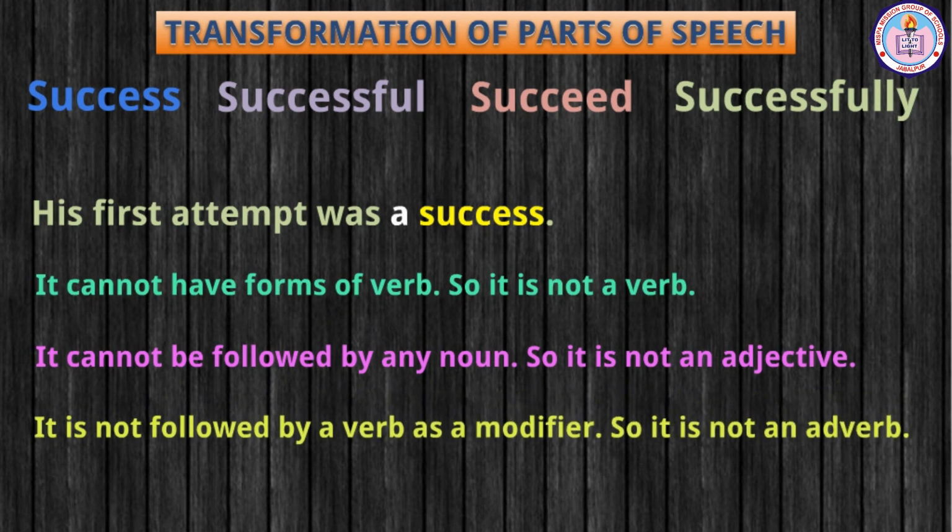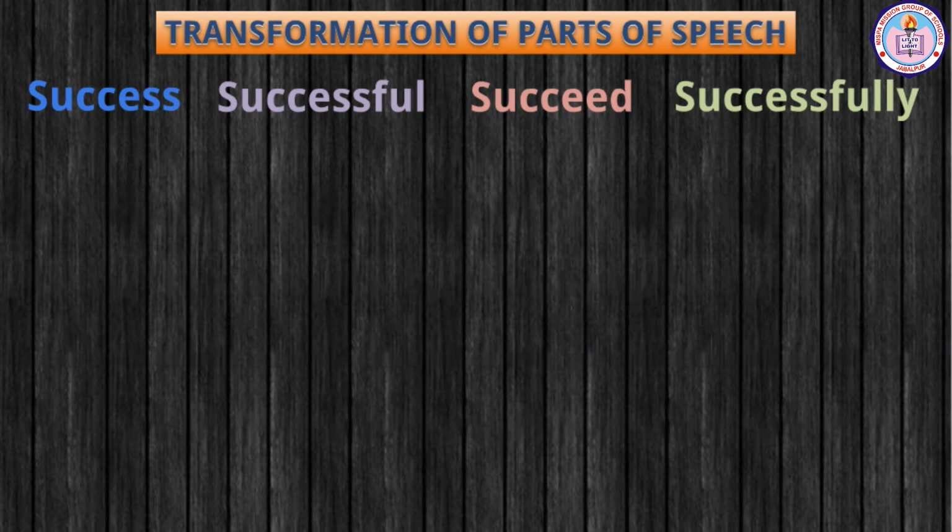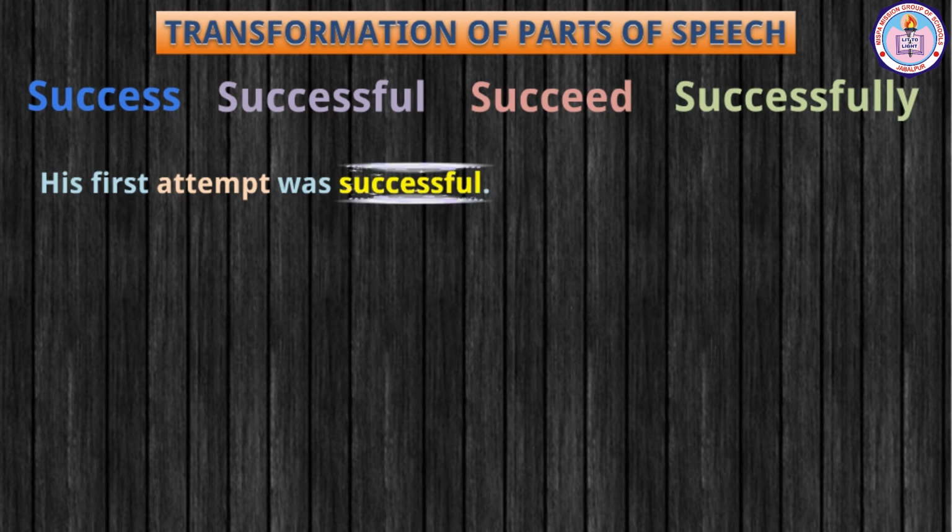If we use the word successful as an adjective, the sentence can be transformed as: his first attempt was successful. Here, successful is a predicative adjective of the noun attempt. It describes what kind of attempt it was. At the same time, it is the predicate of the verb was.